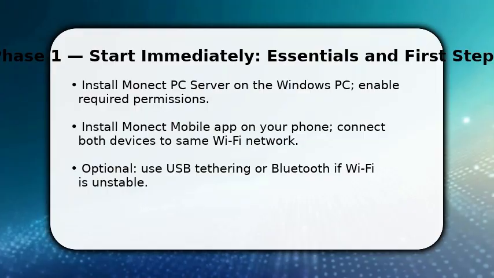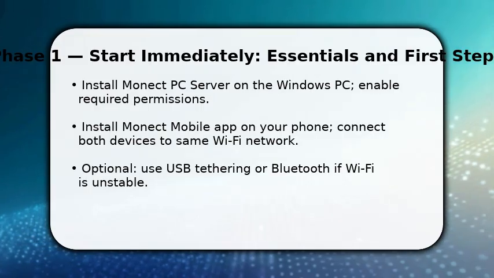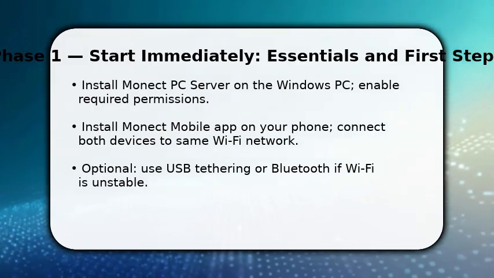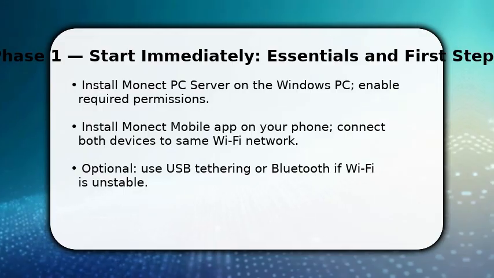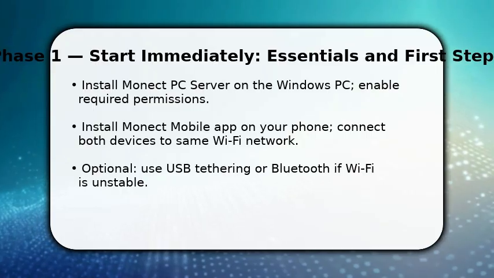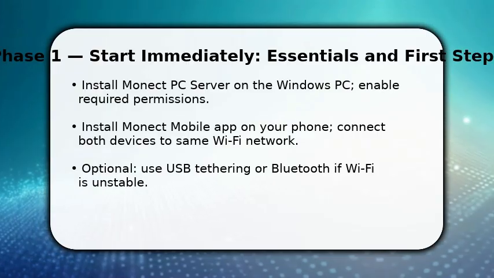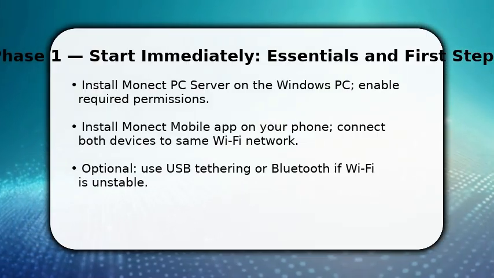Enjoy the video. You start by getting both ends ready. Install Monect PC server on your Windows machine and the Monect app on your phone. Make sure Windows Firewall allows Monect and grant any permission prompts. Connect phone and PC to the same Wi-Fi network. Once connected, note the PC's IP address shown in the server app.